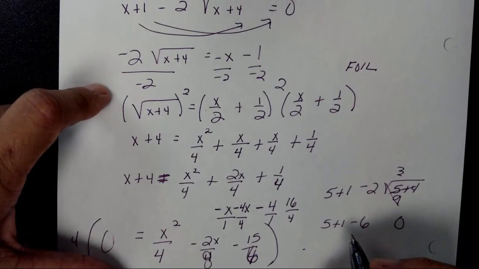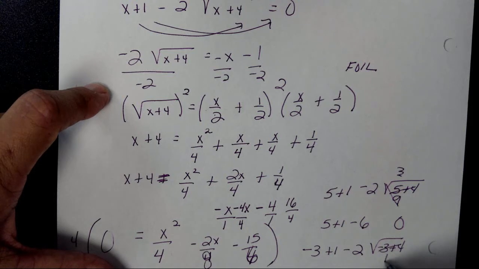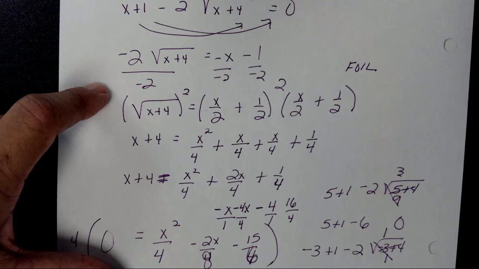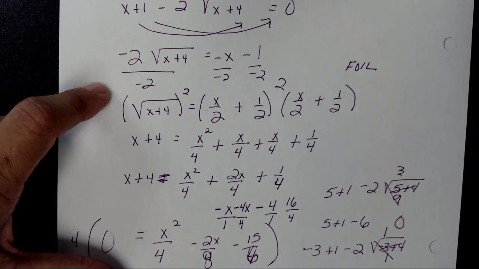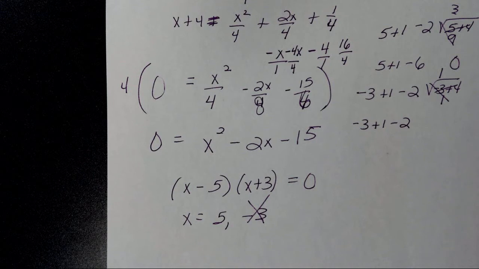Negative 3 plus 1 minus 2 square root of negative 3 plus 4. What is negative 3 plus 4? What's the square root of 1? So I have negative 3 plus 1 minus 2. Is that going to give me 0? Is negative 3 plus 1 minus 2 going to give me 0? No. So this solution is extraneous.